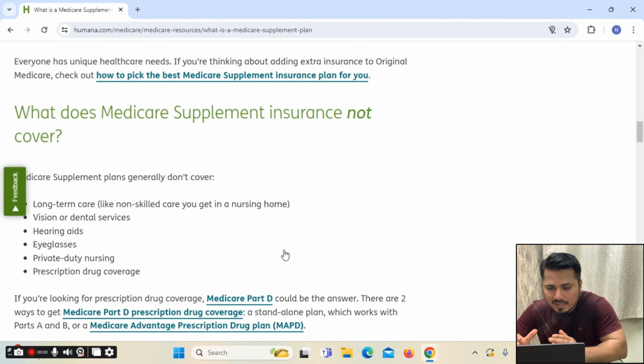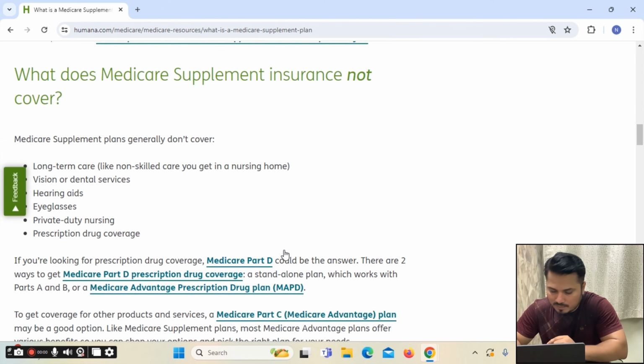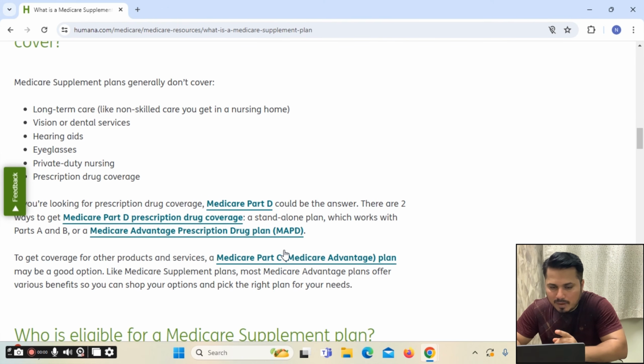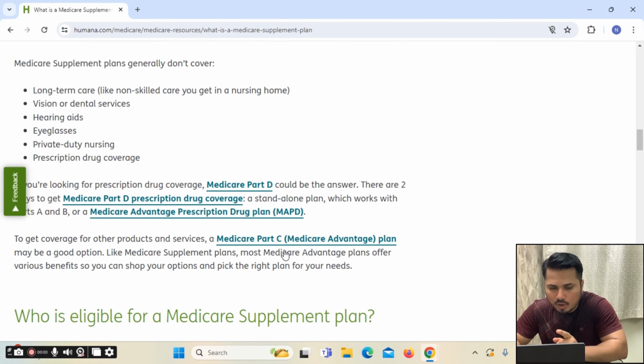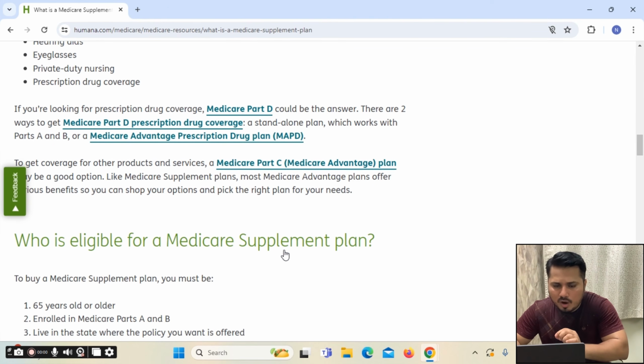What does Medicare supplement insurance not cover? Medicare supplement plans generally don't cover long-term care like non-skilled care you get in a nursing home, vision or dental service, hearing aids, eyeglasses, private duty nursing, or prescription drug coverage. If you are looking for prescription drug coverage, Medicare Part D could be the answer.